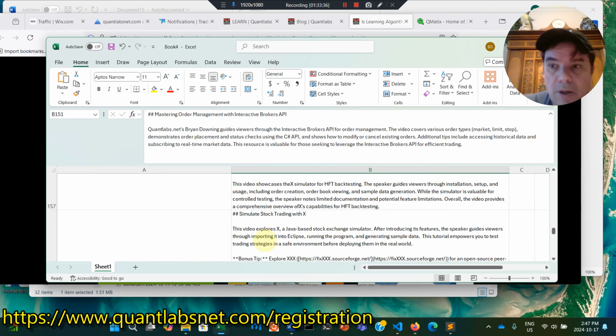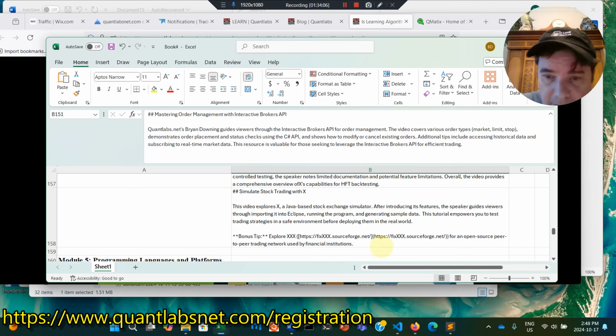Same concept here. A Java-based stock exchange simulator, introducing the features, guiding viewers how to import it in Eclipse, running the program, and generating sample data. It empowers you to test trading strategies in a safe environment before deploying them into the real world. So that's another way of saying, is there a need to test or backtest, whereas you can do this in a simulator.